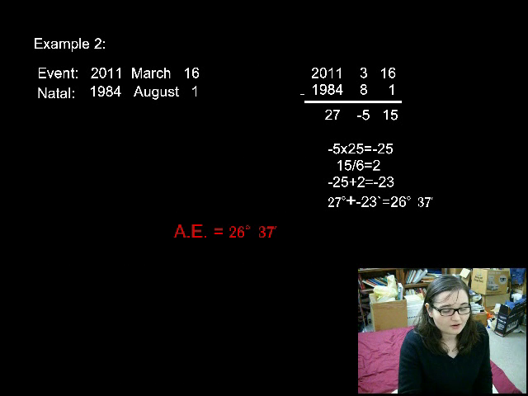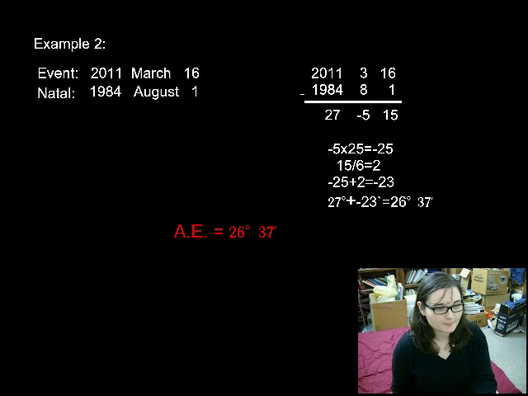Here's another example. 2011, March 16th. The person was born in 1984 on August 1st. And calculate all that, and it equals 26 degrees, 37 minutes.